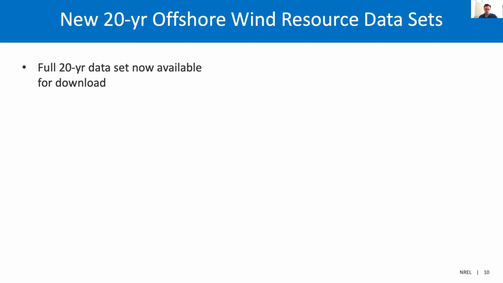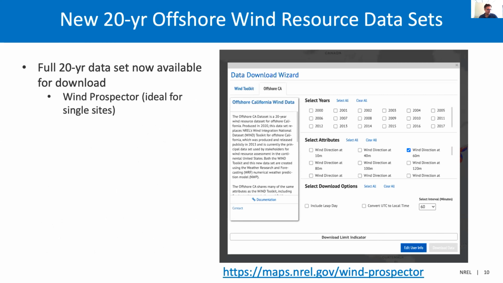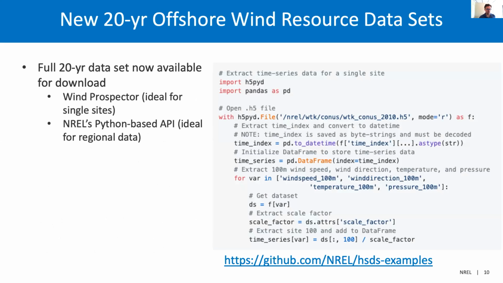If you're looking just for a single site, the easiest thing to do would be to go to the wind prospector tool that we have listed here, where you can pick your year, pick the data that you want, even the time interval, and be able to download this data pretty quickly for a single site. If you're looking for a lot of data or regional data, we really recommend finding someone with some pretty basic Python skills and leveraging our Python-based API code base listed here on GitHub, which is an example snapshot of what you can type in to pretty quickly get a lot of regional data from these new runs.